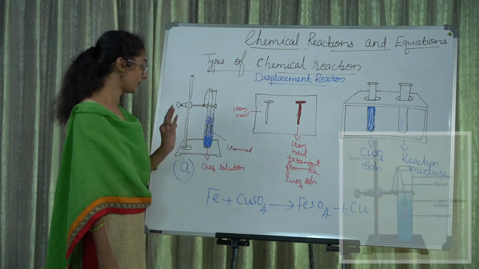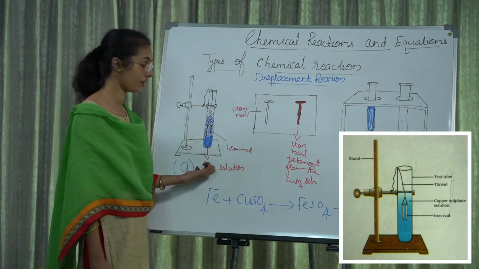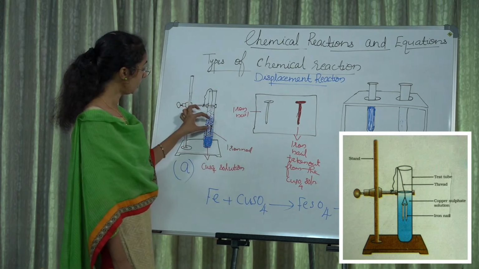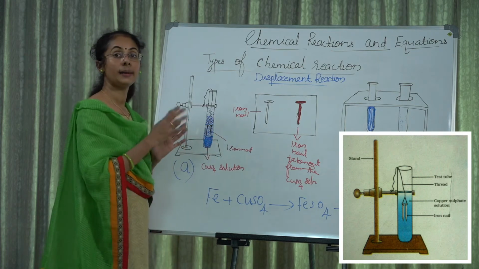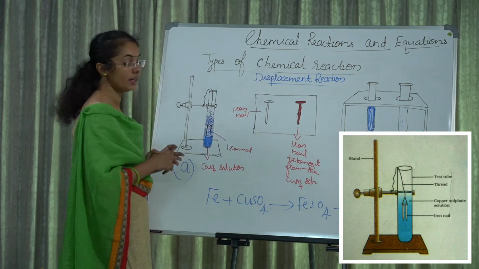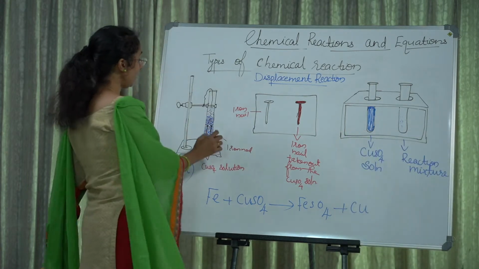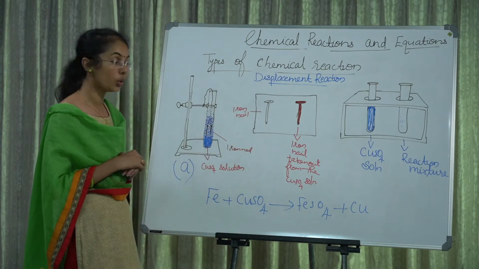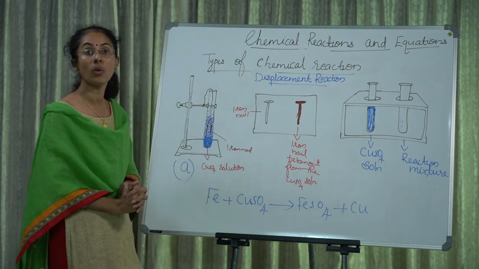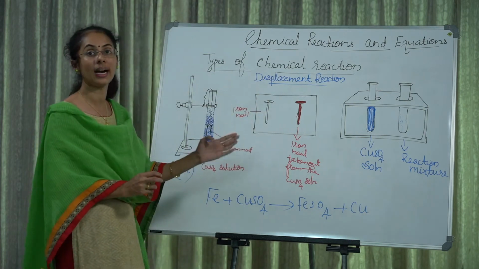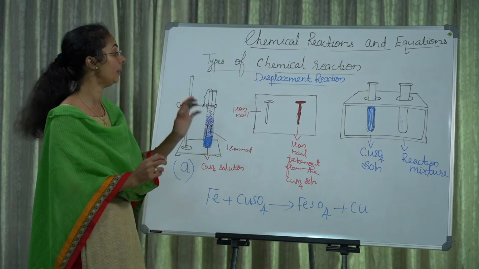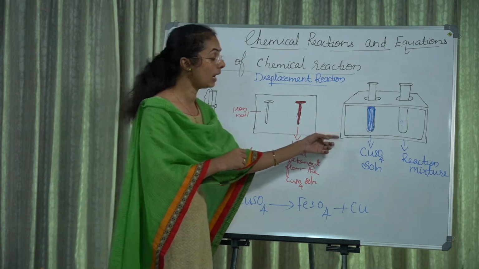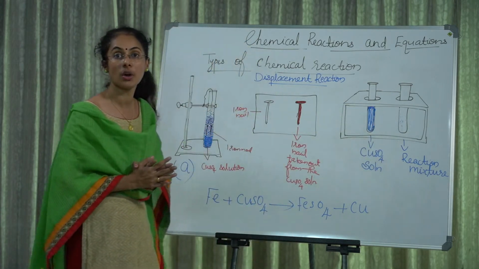Take some copper sulfate, CuSO4, copper sulfate solution in a test tube. Then two iron nails are dipped in that copper sulfate solution. After some time, the iron nail is converted into which color? Brown color. It converts into brown color, and at the same time the color of the copper sulfate solution fades.